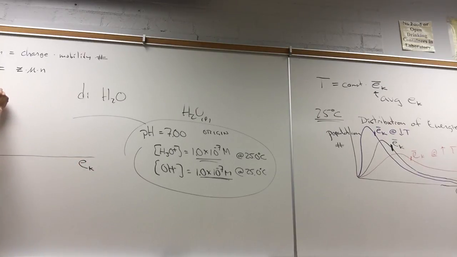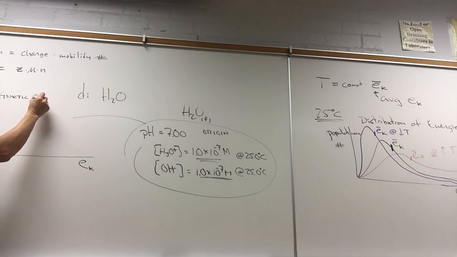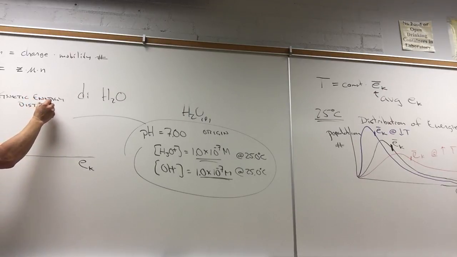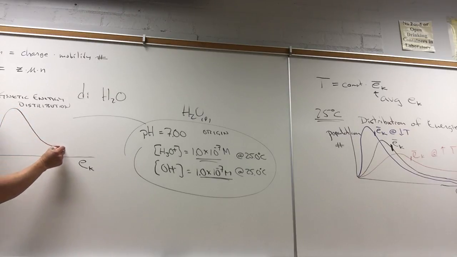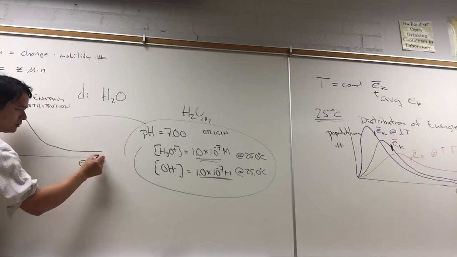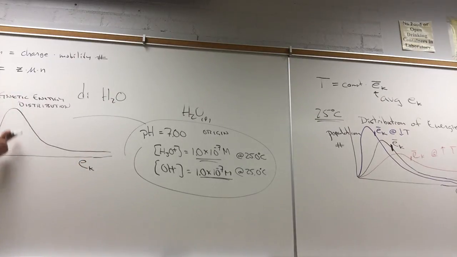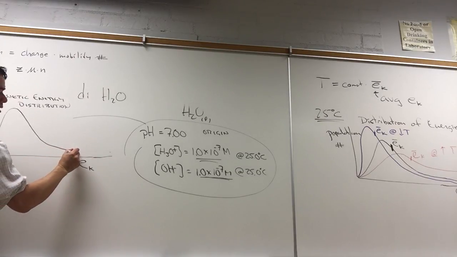Distribution. Call it the kinetic energy distribution. Describe the shape of the kinetic energy distribution curve to me. Well, it kind of looks like a normal Gaussian distribution, except it has this higher energy tail here. Actually, let's drop this down.